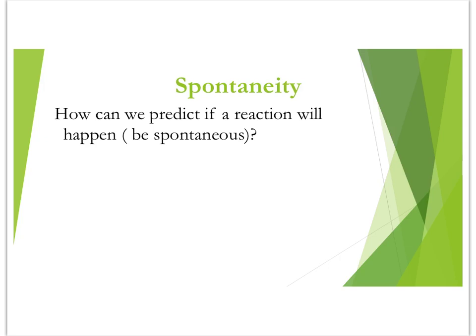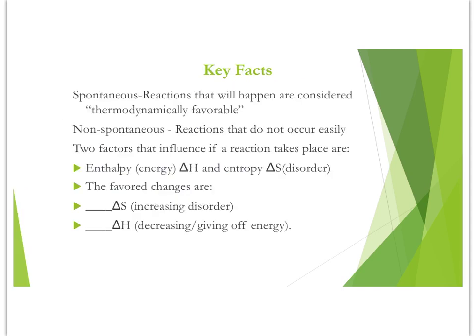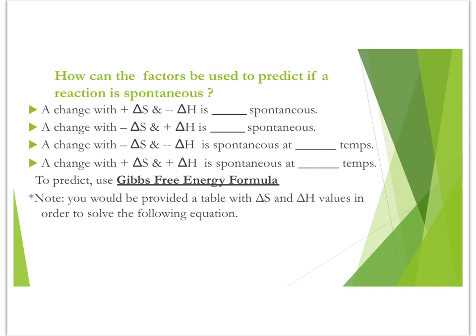How can we predict if a reaction will happen or be spontaneous? You want it to be exothermic, and you want it to increase in entropy. There's a concept that wraps those two things together mathematically, called Gibbs free energy, which we don't have to calculate, but this is basically a summary. You want to increase disorder, and you want to decrease or release energy. This last slide summarizes that.